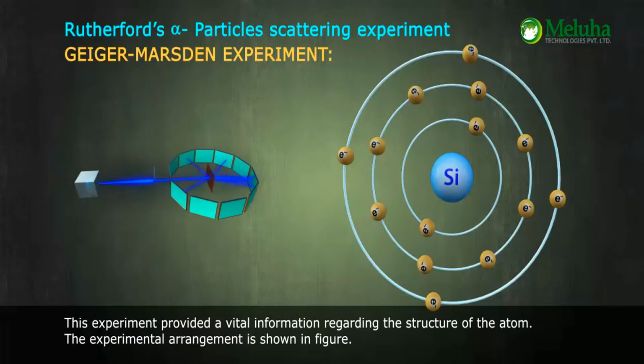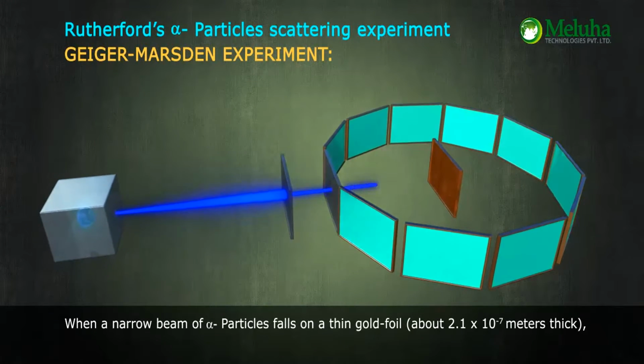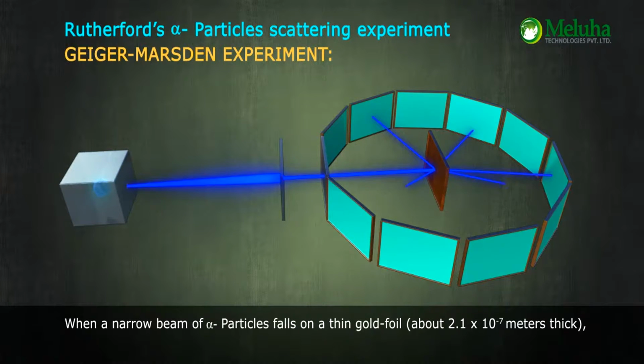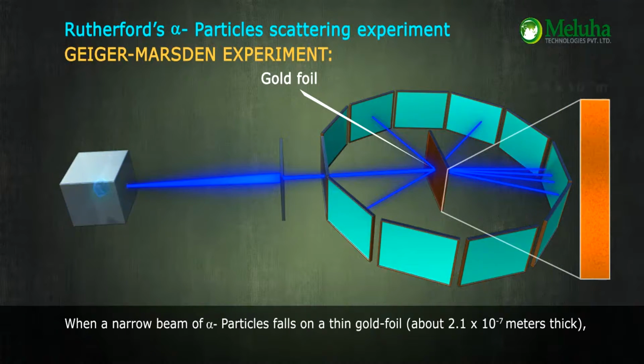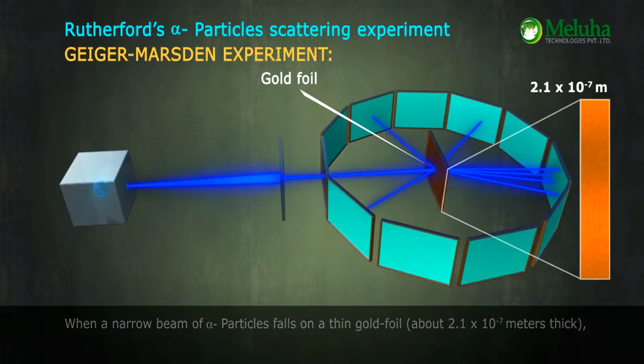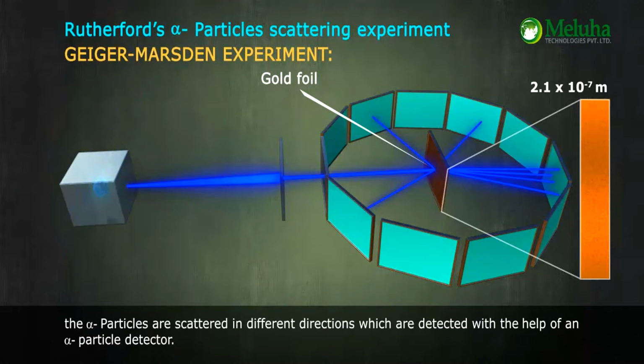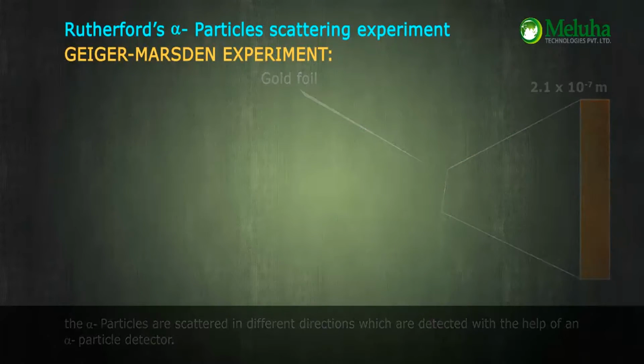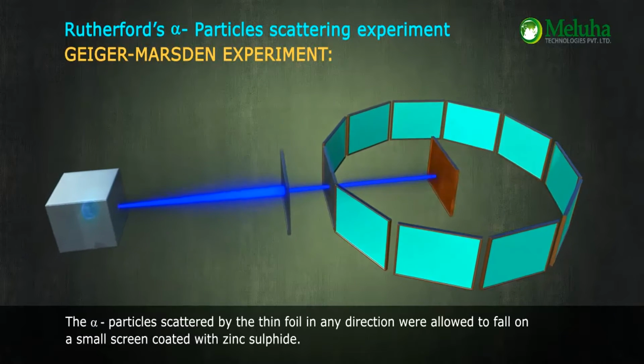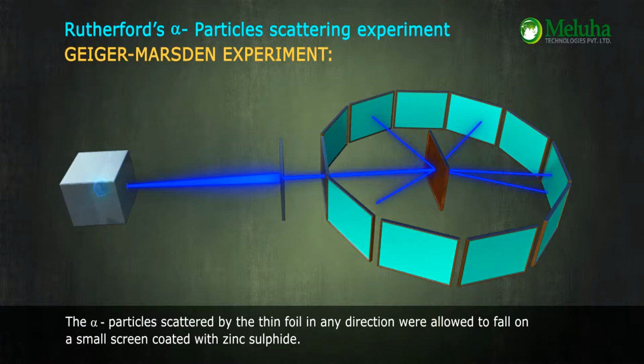The experimental arrangement is shown in the figure. When a narrow beam of alpha particles falls on a thin gold foil about 2.1 × 10^-7 meter thick, the alpha particles are scattered in different directions, which are detected with the help of an alpha particle detector. The alpha particles scattered by the thin foil in any direction were allowed to fall on a small screen coated with zinc sulfide.